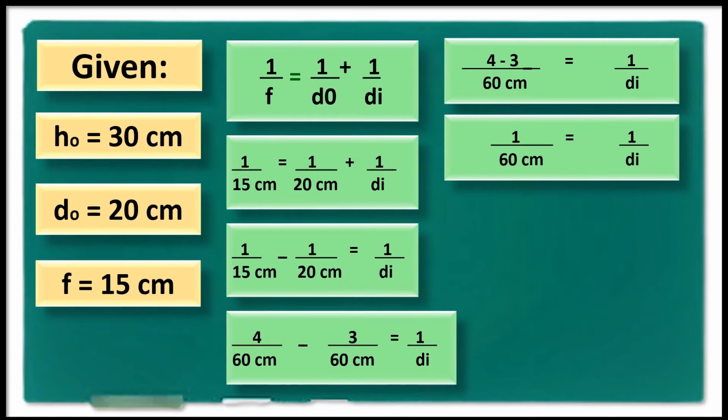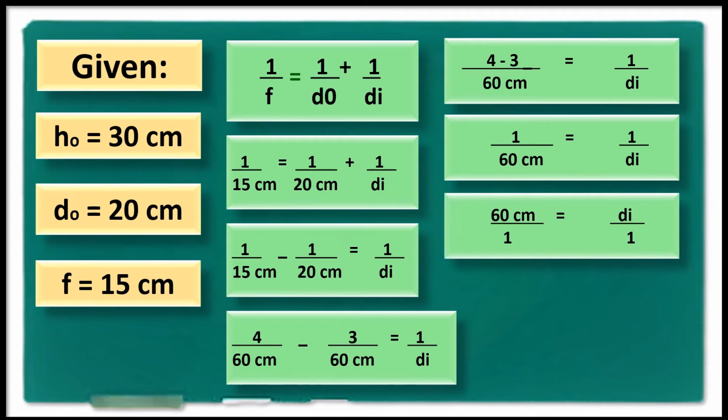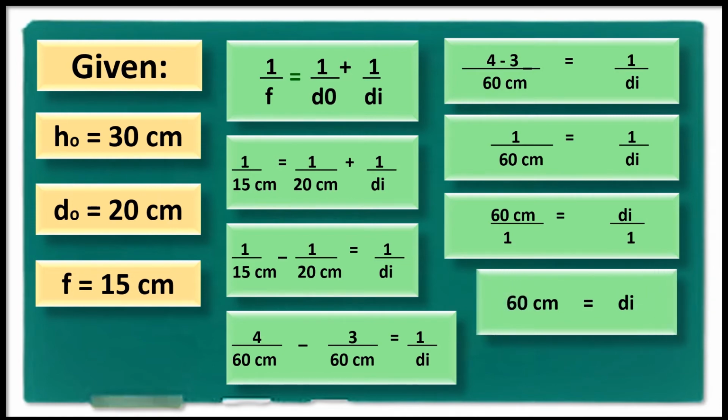To find the image distance, we will get the reciprocal of both sides of the equation. The reciprocal of 1 over 60 centimeters is 60 centimeters over 1. And the reciprocal of 1 over di is di over 1. So, our new equation will be 60 centimeters over 1 equals di over 1. Then, 60 centimeters divided by 1 is equal to 60 centimeters, and di over 1 is equal to di. So, the image distance di is equal to positive 60 centimeters.